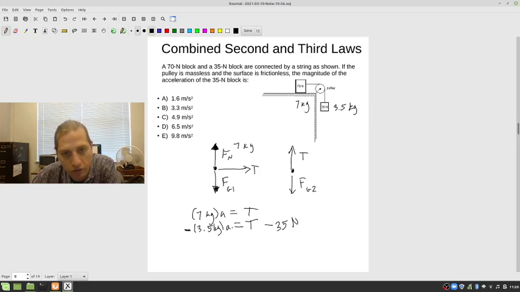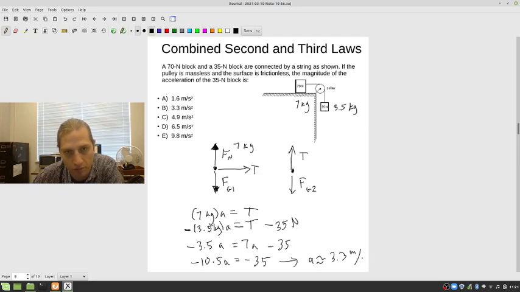Okay, now I want you to find out what the acceleration is, and to do that, I'm going to take this, I'm going to put it in for T. So minus 3.5a equals 7a minus 35, and then I can bring this over. Minus 10.5a equals minus 35, and you get your a is right around 3.3 meters per second squared. Easy peasy.